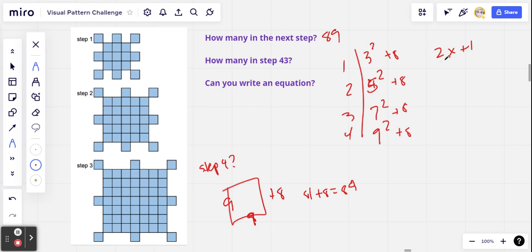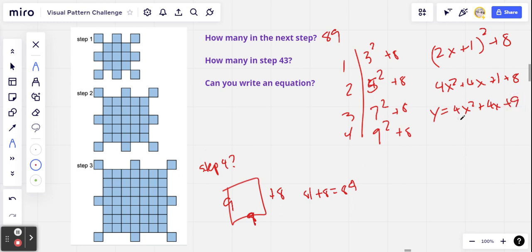Then to get the number of little squares inside that, we just have to square it, multiply the side by the side. So that's for the square part, and then we've got those 8 squares around the outside. So I think that's going to be our equation. Let's actually FOIL this out though. That'd be 4x squared, and then 2x and 2x, that's 4x, and then a plus 1. And then we've got our plus 8. So my equation from this visual reasoning would be y equals 4x squared plus 4x plus 9.